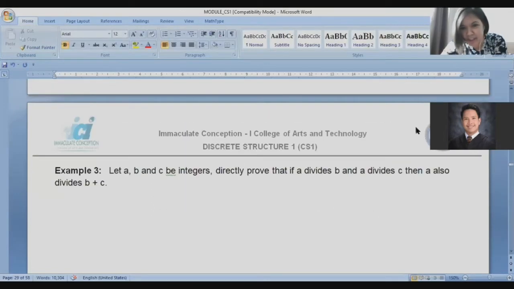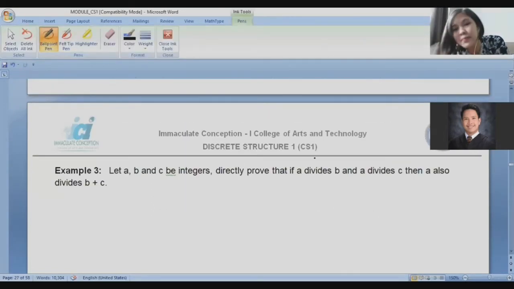Next. Here we are now at number 3. The question: let a, b, and c be integers. These a, b, c represent exact numbers. For example, they can be 1, 3, 5, or 3, 7, 9, or 11, 15, 100, as long as they are three integers. Directly prove that if a divides b and a divides c, then a also divides b plus c.